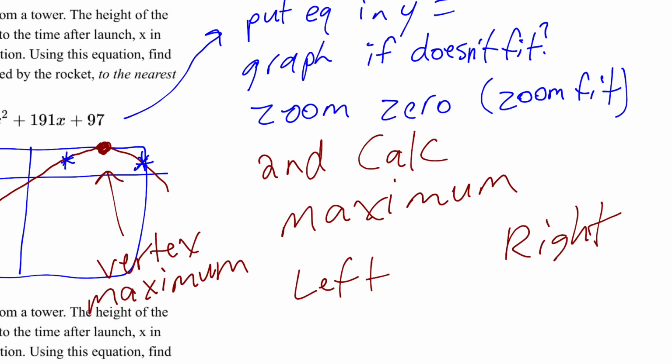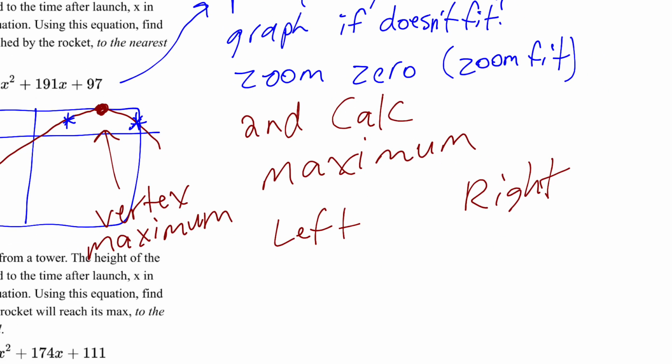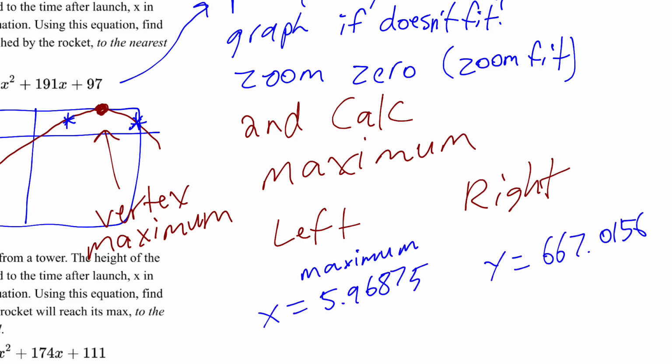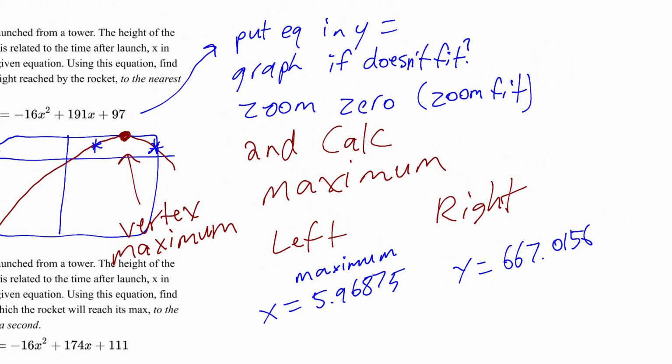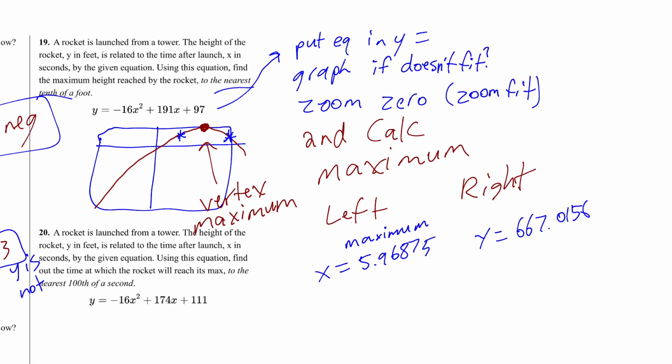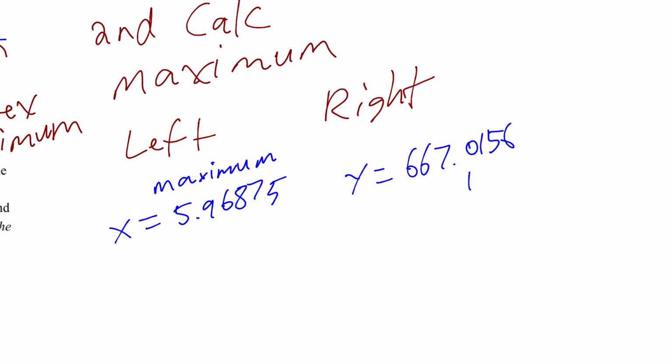Press enter twice and it will give you answers like this, that your maximum has an x value of 5.96 and a y value of 667 point something, and it wants you to round to the nearest tenth. So we're going to take a look here, and looking to the right, it's a 1, so the answer will be 667.